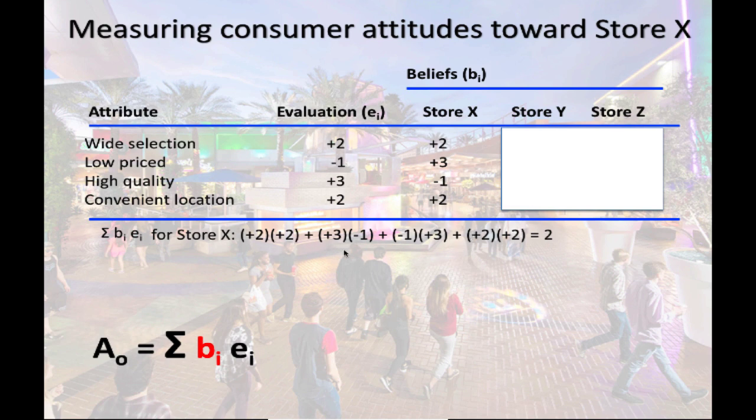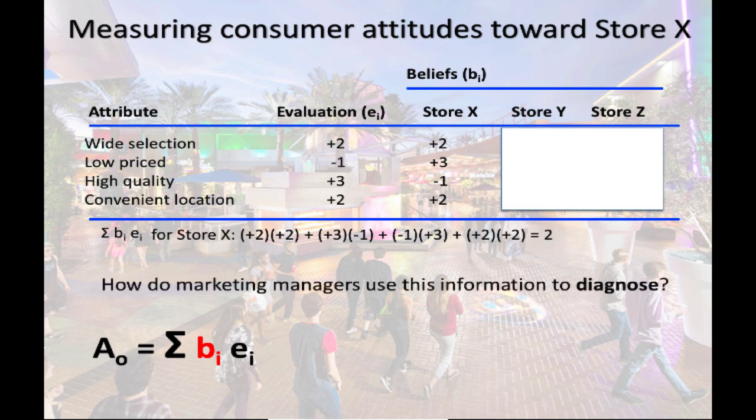And so we have these products right here. So 2 times 2 is 4, 3 times -1 is -3, -3 here, +4 here. And then we add those together, and what you get at the end result is a +2, which sounds okay, right? It's positive. So how can we use this information to diagnose whether the attitudes toward this store are competitive or not, whether there's a competitive advantage?